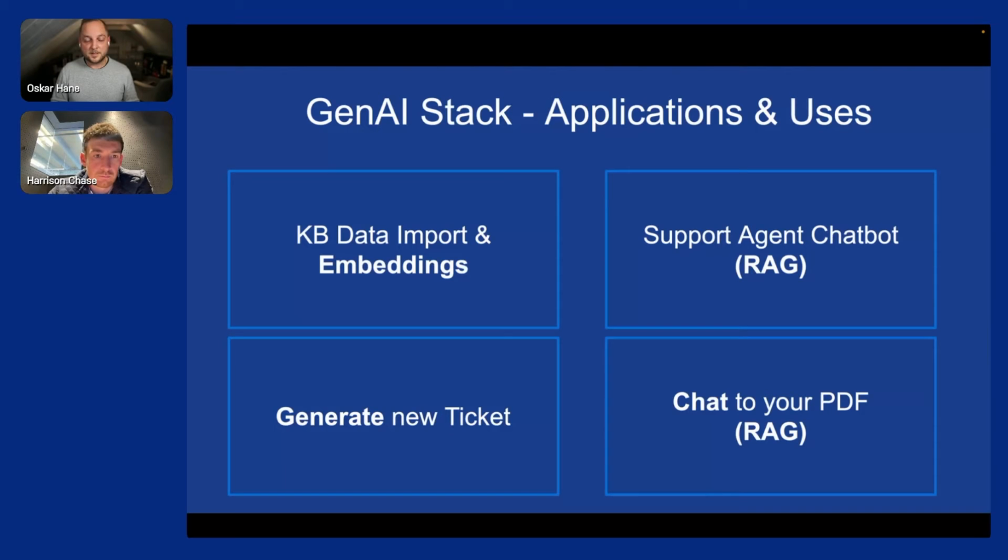The third application, or fourth feature, is chat to your PDF, which is plain RAG, only unstructured data. Whereas in the first loader application, we created a knowledge graph, as I mentioned, the fourth one is just plain unstructured data from a PDF.